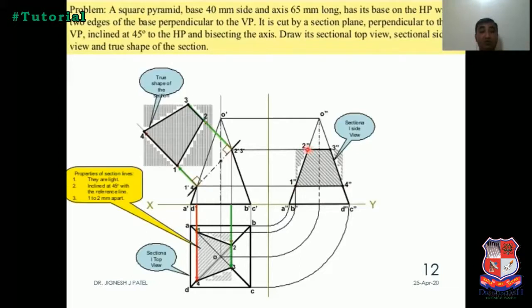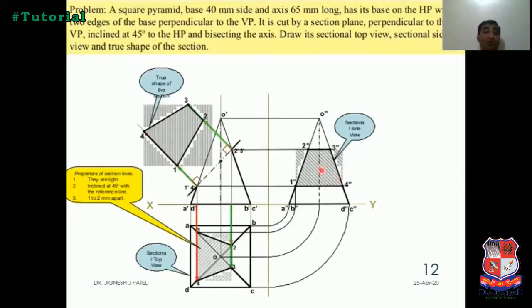Similarly, 2 double dash, 3 double dash, and 4 double dash. Now join all these points: 1 double dash, 2 double dash, 3 double dash, and 4 double dash, 4 double dash, 1 double dash. Okay, so this is known as the sectional side view.